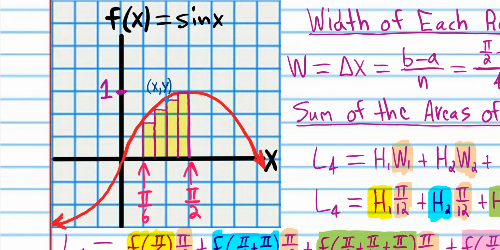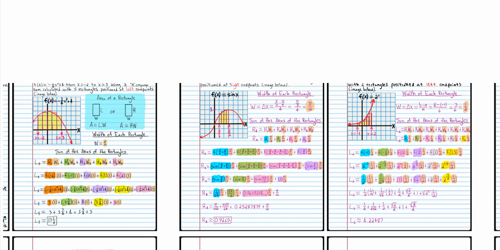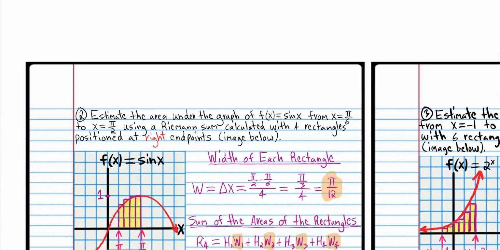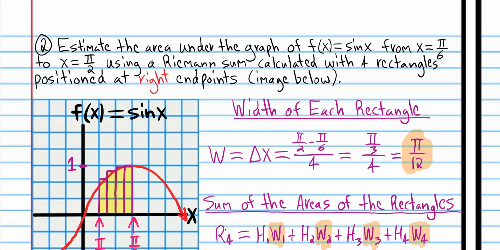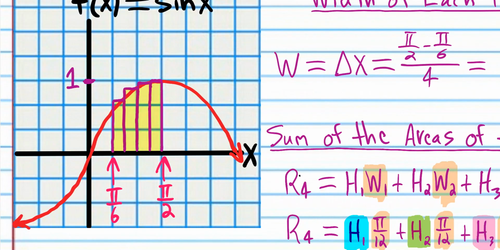Okay, so now we're going to go on to another problem. So again, the whole point of this was to find the sum of the areas of those rectangles. This problem is exactly the same as the problem we just did. No difference whatsoever, except we have right endpoints. So notice that the top right corner of each rectangle is actually touching the red graph. That's what it means to use right endpoints. So now we're just going to find the sum of the areas of these rectangles.